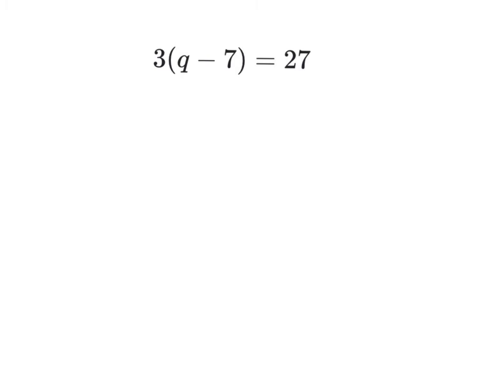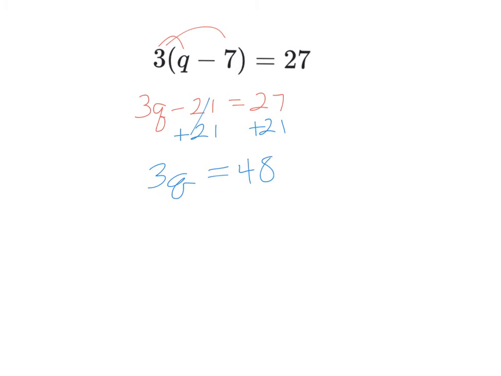On the fourth one that I got, I'm going to distribute. 3 times q is 3q. 3 times negative 7 is negative 21, is equal to positive 27. Now I'm going to perform the inverse to get rid of negative 21. The inverse of minusing 21 is adding 21 to both sides. That's going to give me 3q is equal to 48.